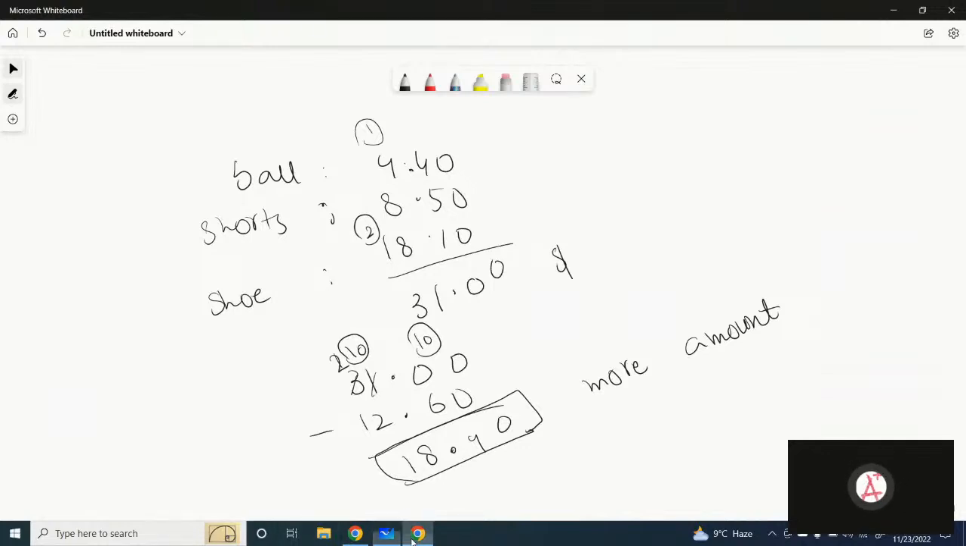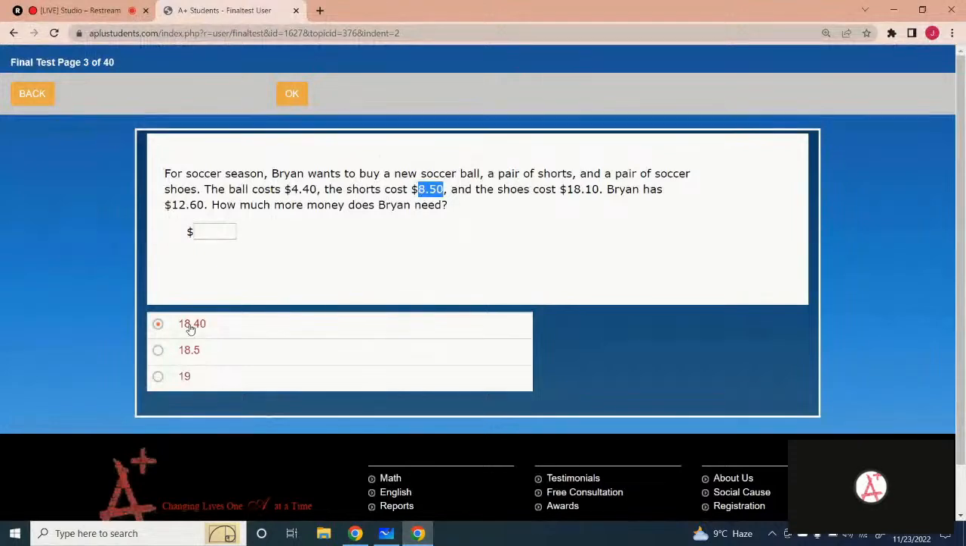Let me just explain what I did. The amount he needs for the ball is $4.40, for shorts is $8.50, and for the shoe it costs 18.10. So I added all the amounts. It would be $31. And he already has 12.60. We need to see how much more money he needs. So I subtracted the amount he already has from the total amount. 31 subtract 12.60 is 18.40. That means he needs $18.40 more to buy all the things. Got it?